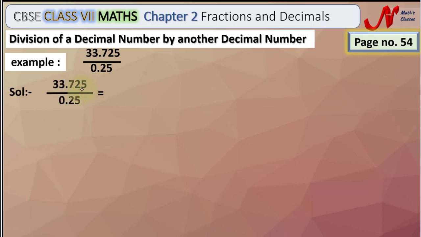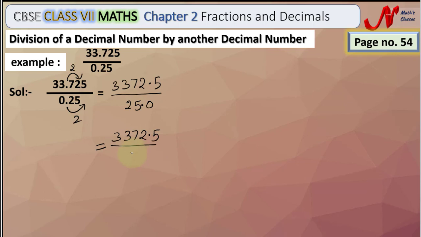33.725 divided by 0.25. To find this value, first shift the decimal point two places to the right. In the numerator also shift the decimal point two places to the right. So it can be written as 3372.5 divided by 25.0, which can be written as 3372.5 divided by 25.